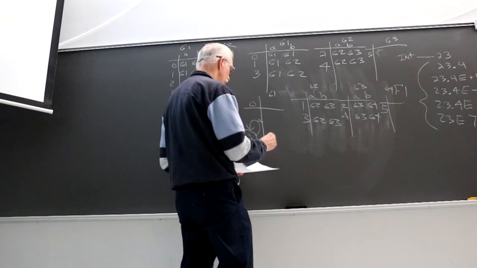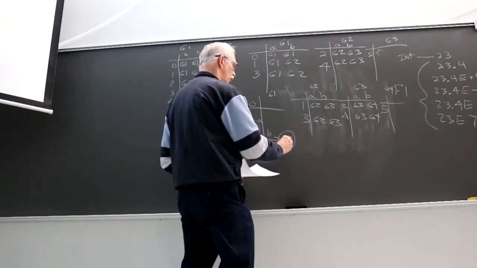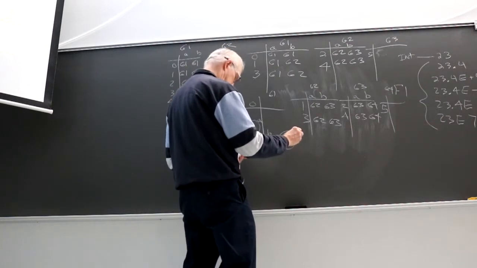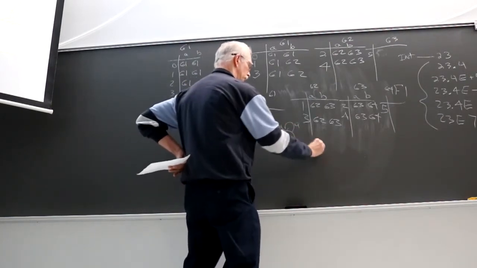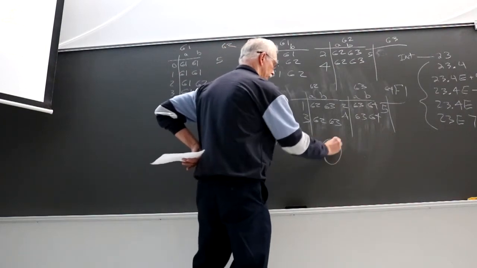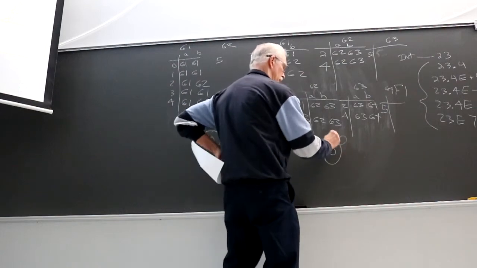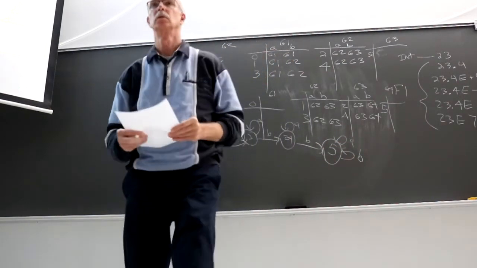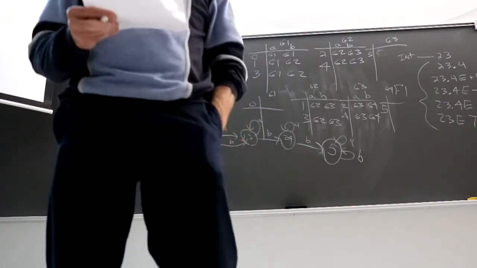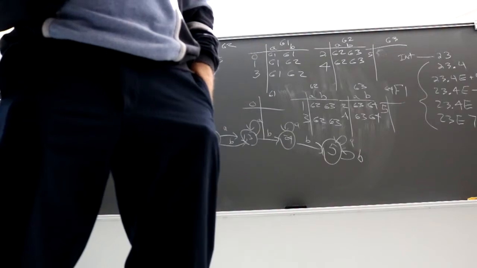1 on B goes to 2, goes to 2 and 4. 2 and 4 on A, B, go to 5. Good? Questions? Make sense? And the 5 is an accept state, right?